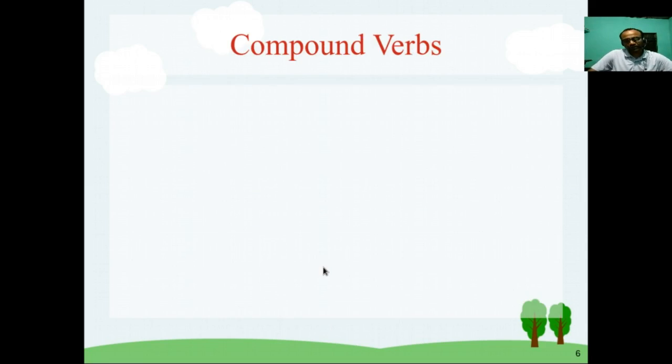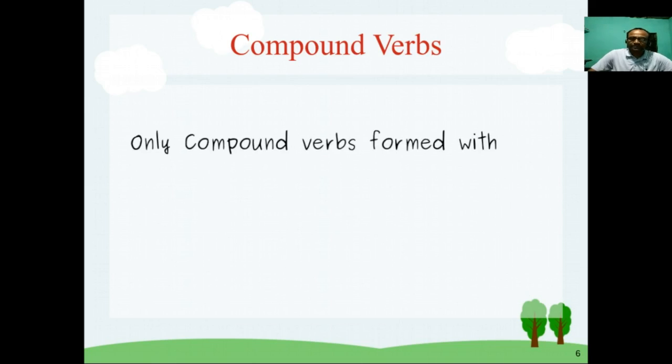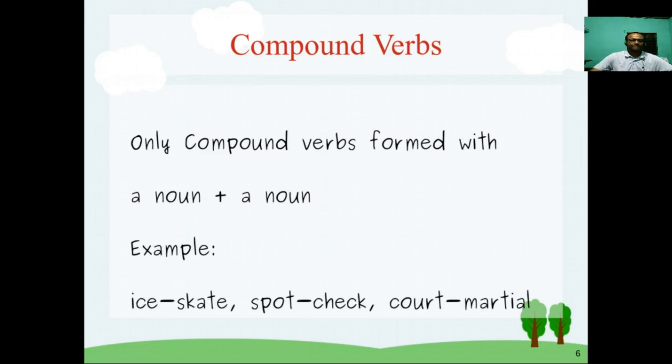Regarding compound verbs, we have already said that the compound verbs that we hyphenate are only those formed with a noun and a noun, like ice-skate, spot-check, court-martial. Look at these verbs. These words can be used as verbs, but these are compound verbs with ice and skate, both of which are nouns, but by the end we use them as compound verbs.